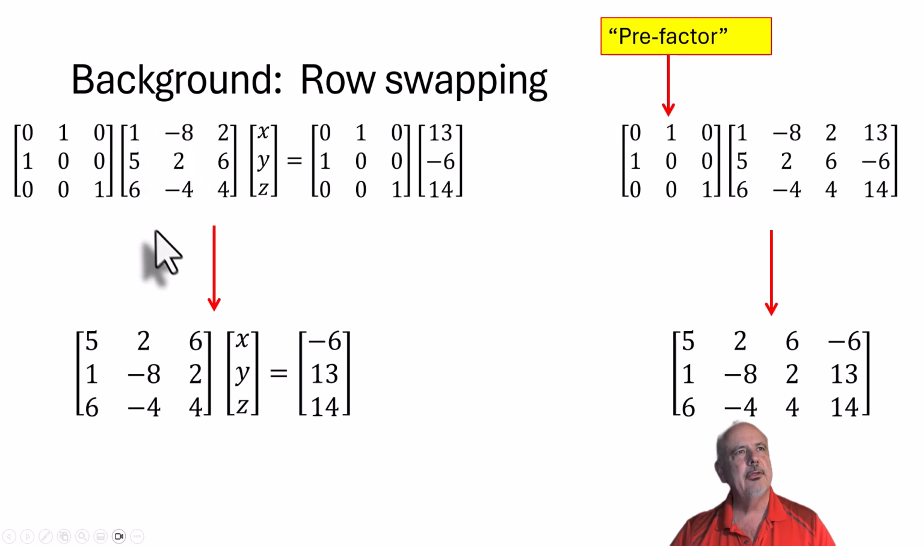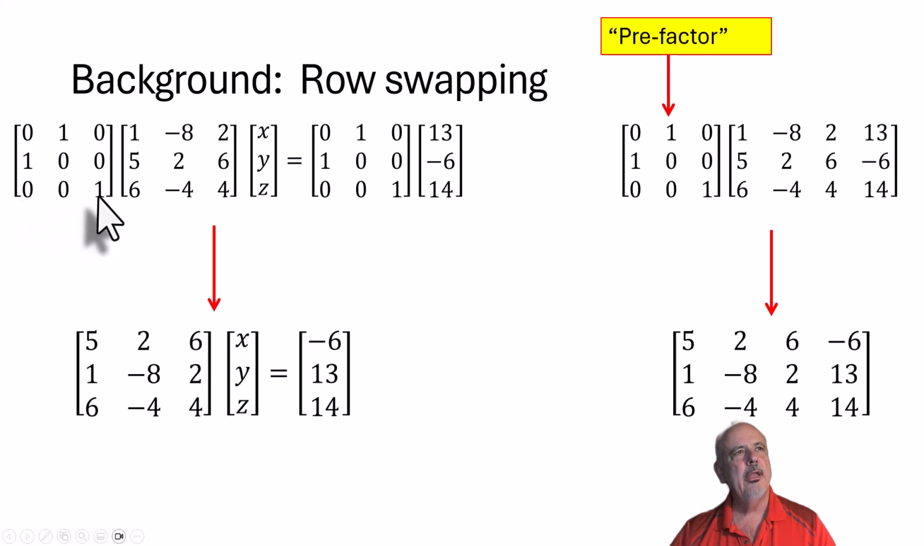And then when I take this column and dot with the second row, I'm going to pull out that -8. And then this column dotted with the last row, I'm going to pull out the -4. This column dotted with the first row, I'm going to get the 6. This column dotted with the second row, I'm going to get the 2. This column dotted with the last row, I'm going to get the 4.